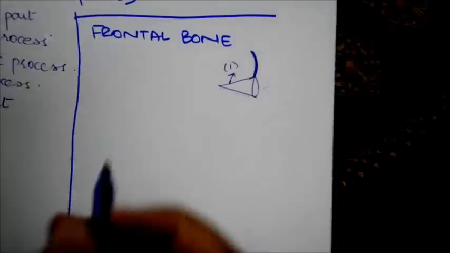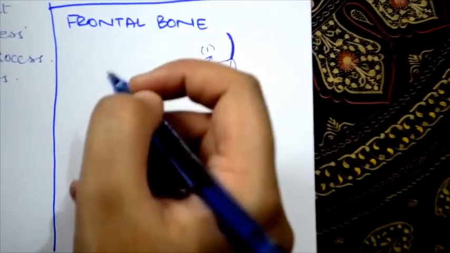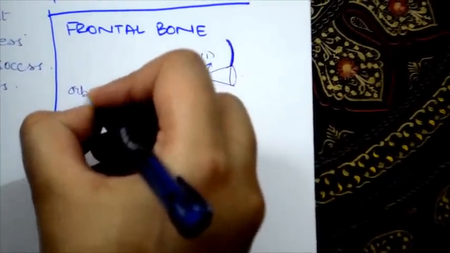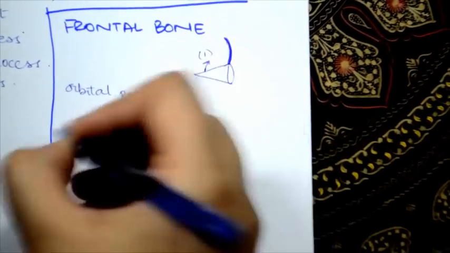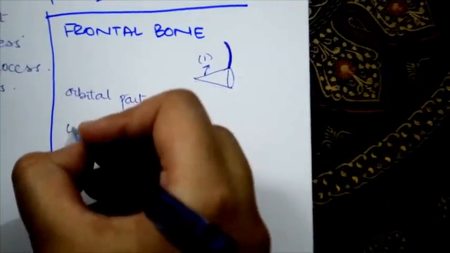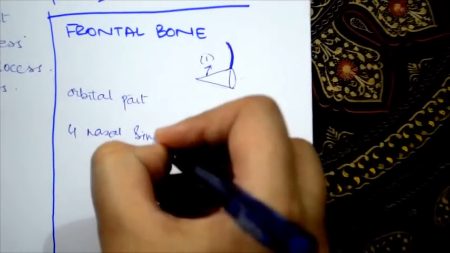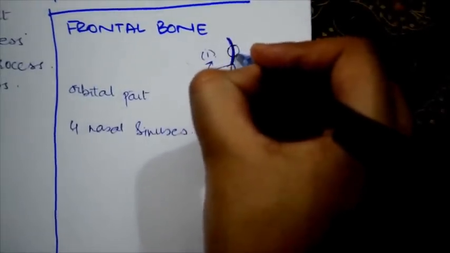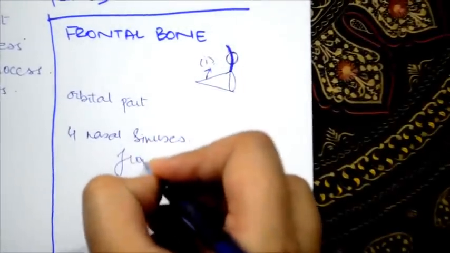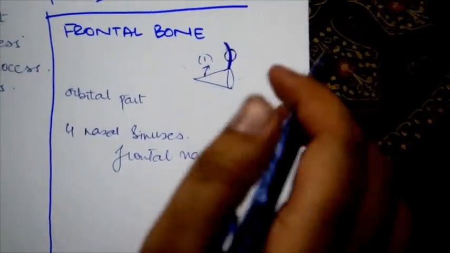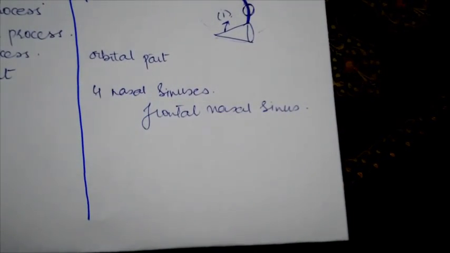You should know it. Then there are 4 nasal air sinuses that you need to know about. So first thing we know is that there's an orbital part making the roof of the orbit, and this is the orbital part of the frontal bone. And then the second point is that there are 4 nasal sinuses, but only one of them is concerned over here. There is a frontal nasal sinus. So this is one point. We'll discuss the other ones in later stages, but this one is over here.